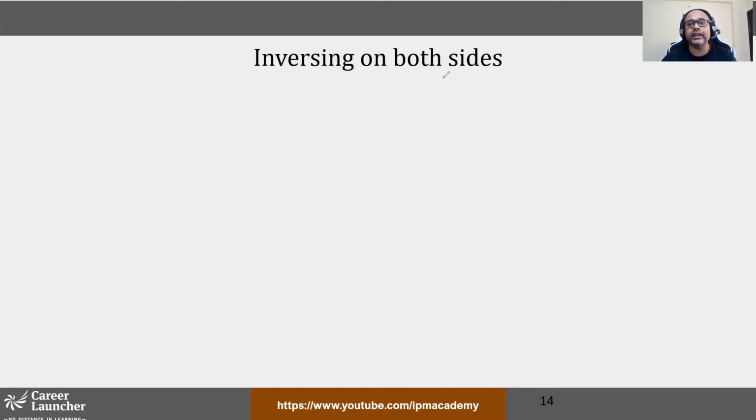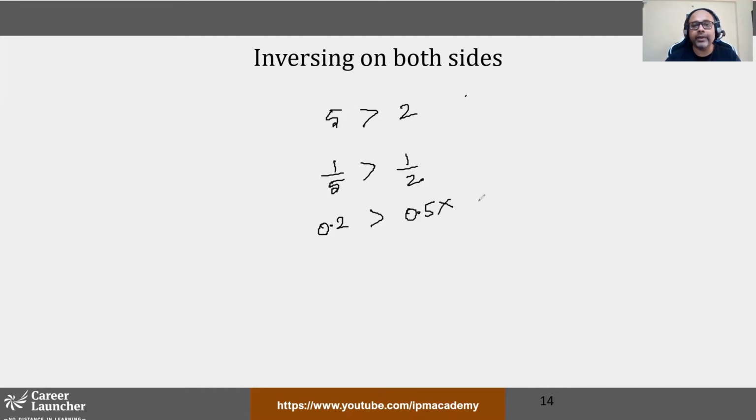Now in inequality, let us see, is it so simple or not? If I write 5 is greater than 2, and if I inverse the numbers, see what happens. 1 by 5 and 1 by 2. If I keep the sign as it is, you will notice that this is 0.2 and this is 0.5. Actually, this is wrong. So what happens here? When both sides are positive and you're inversing the numbers, the sign is supposed to change.